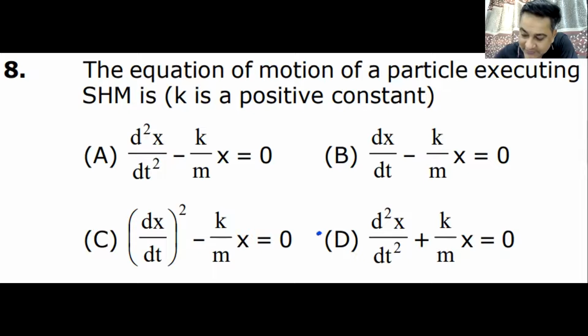Yes, that is correct. The correct option is 4, d square x by dt square plus k by m times x is equal to 0. Do we remember this? Can I have some raised hand that we understand this? Yes, sir. Well done. Now comes the next question.